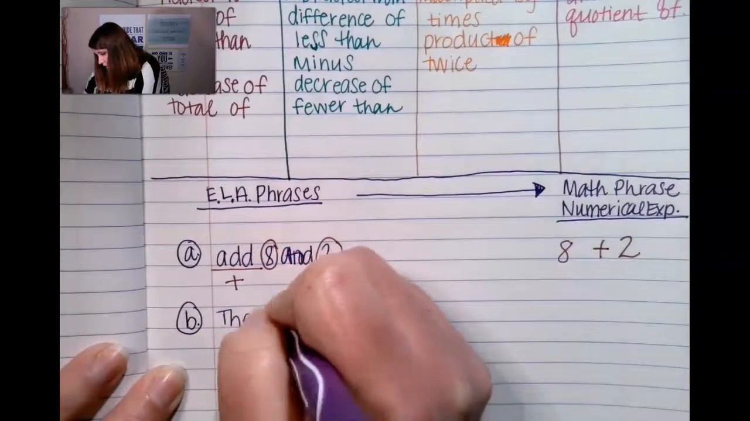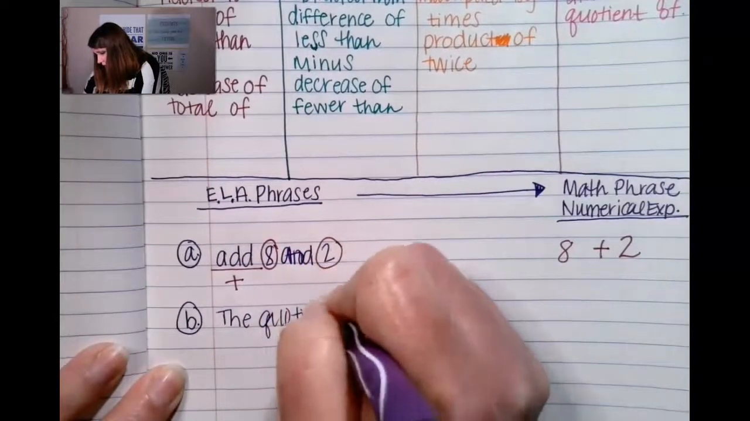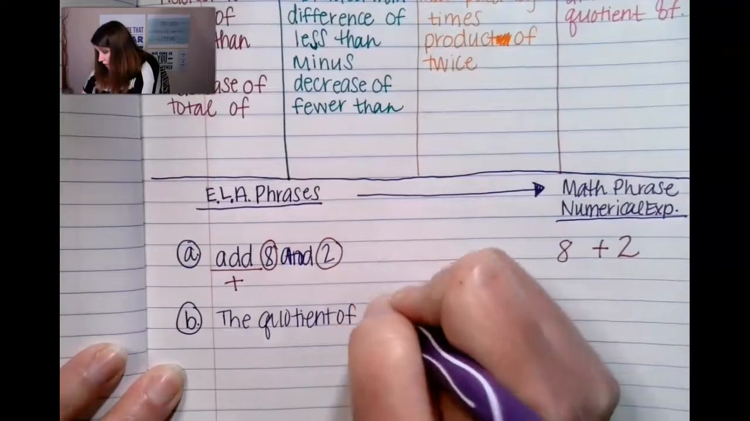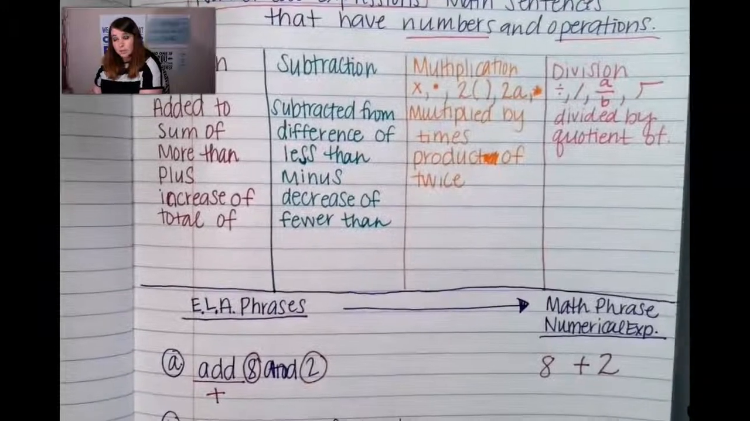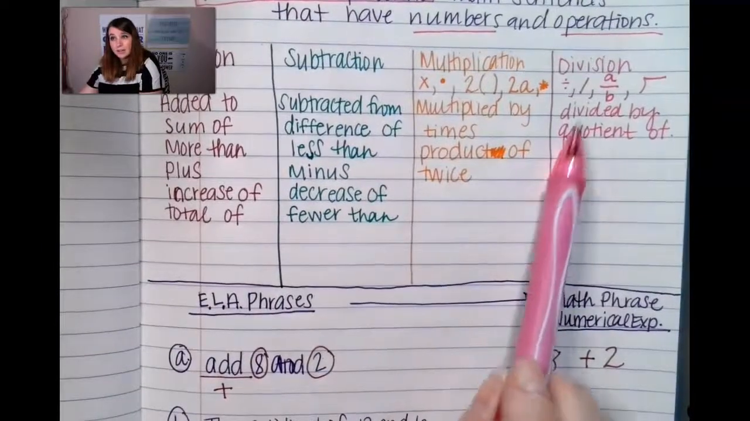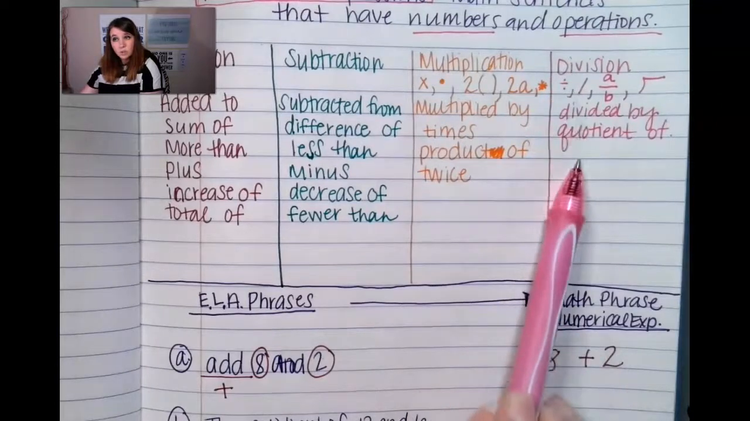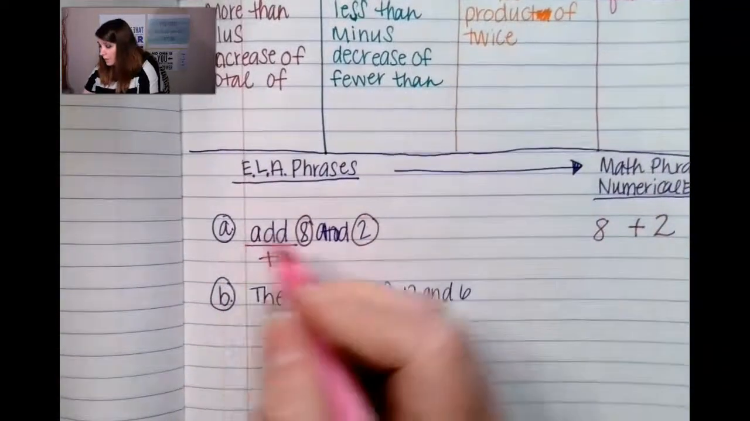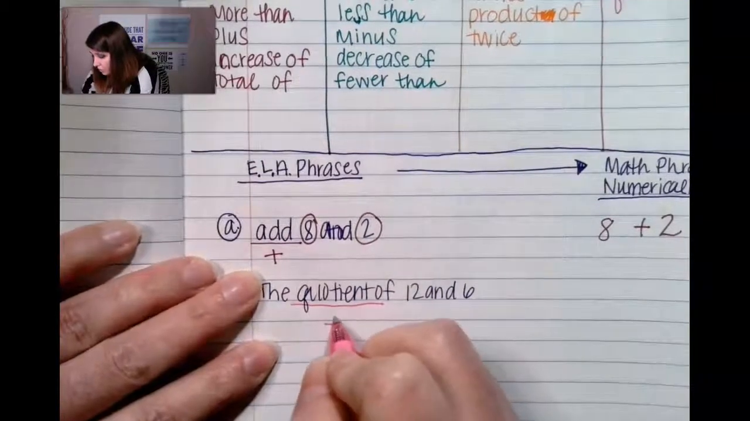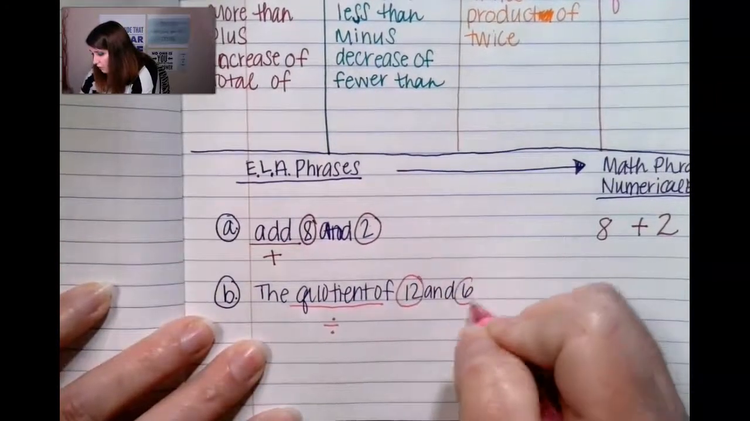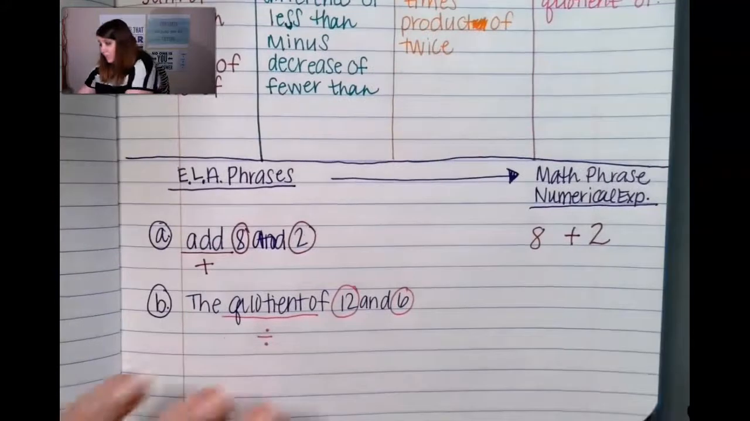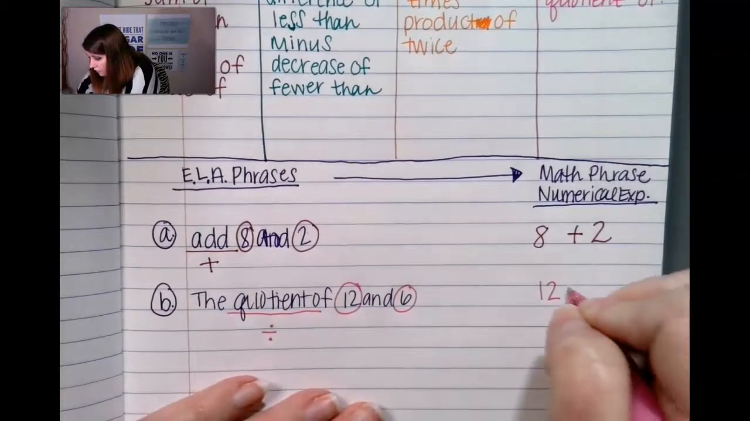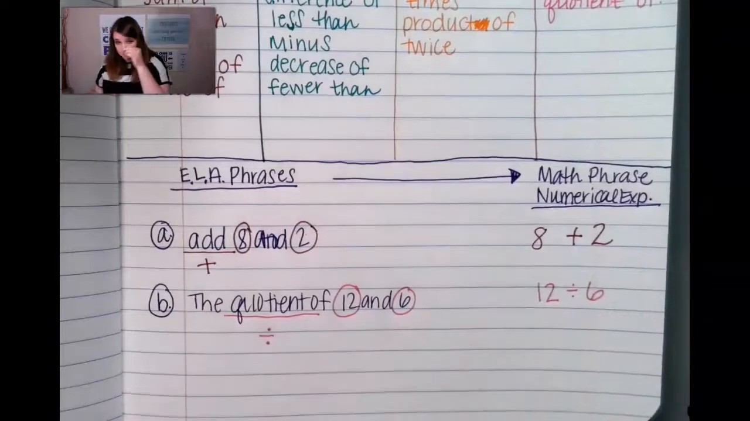The quotient of 12 and 6. Okay, well, we know by looking at our clue words up here that quotient is under division. So quotient means to divide. So my clue word here says to divide. And I am dividing 12 by 6. So that means that I'm going to write a math sentence that says 12 divided by 6.